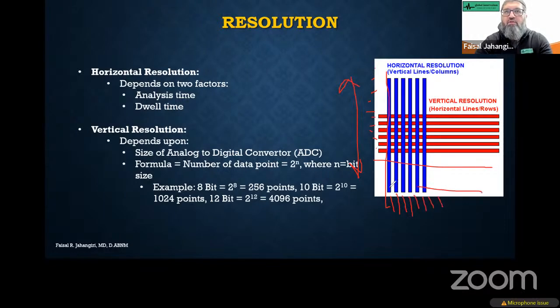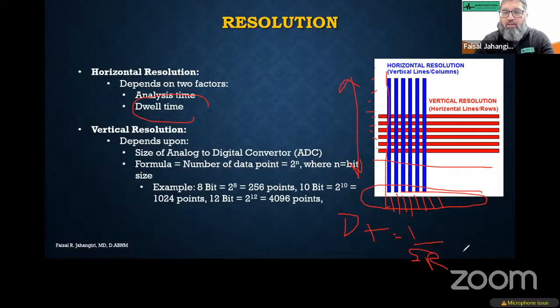So the horizontal resolution across the screen depends upon your analysis time or dwell time. Dwell time is the time between each sample. So dwell time is equal to 1 over the sampling rate. So depending on how fast you're sampling, the maximum dwell time is 20 microseconds.